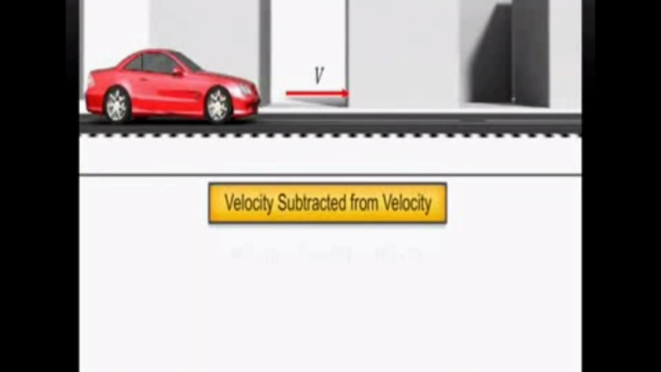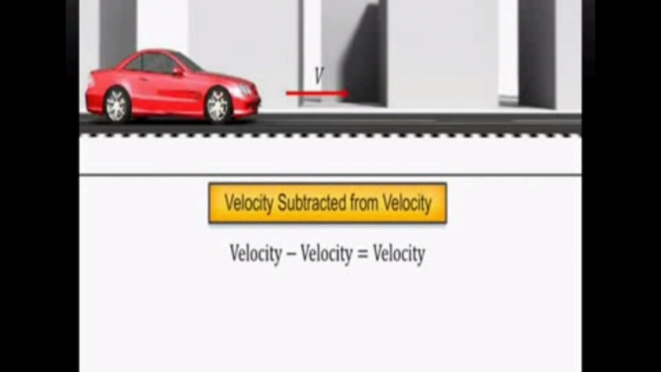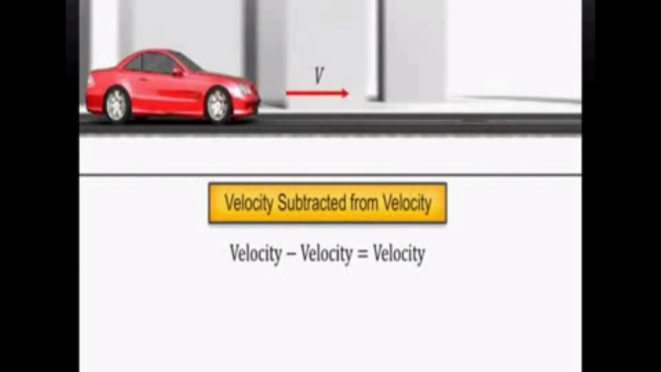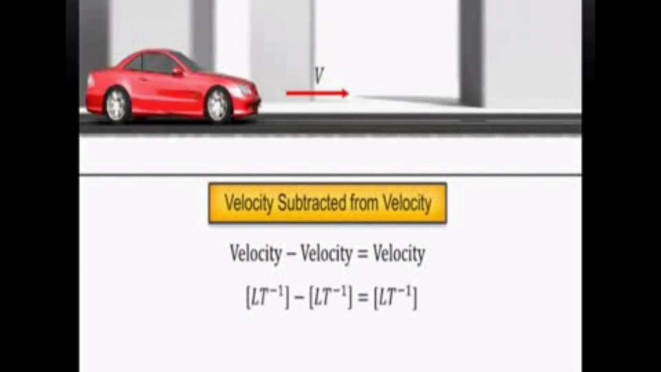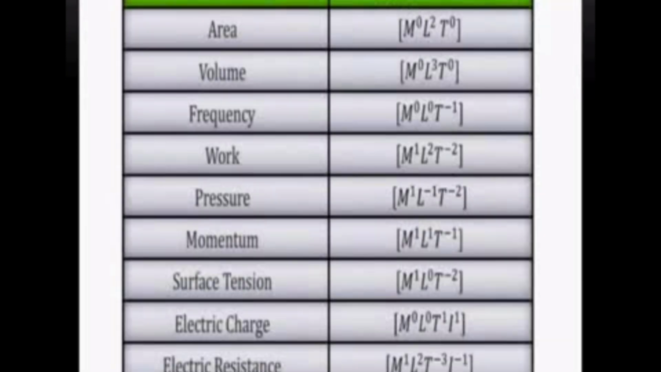It is an L. Velocity subtracted from velocity gives velocity only. So velocity minus velocity, the final result is also velocity. So L T power minus 1 minus L T power minus 1, you should not write 0. It is also velocity, with the same formula, L T power minus 1. You should not write 0.